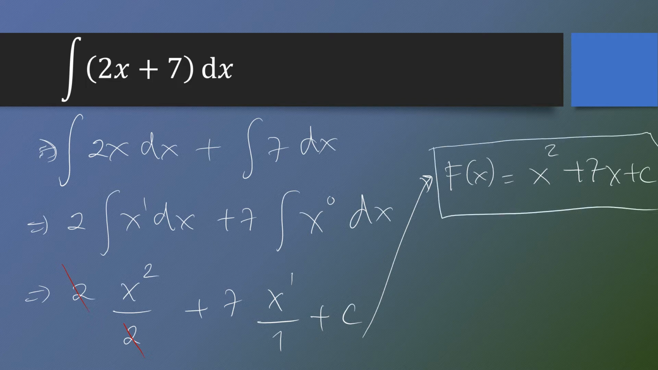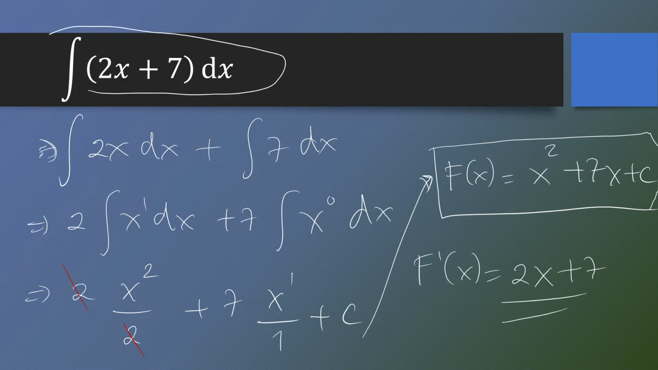If you are still not sure about your answer, just check it again. If your original function is x squared plus 7x plus c, and you differentiate it with respect to x, we get 2x plus 7, the same as our problem.